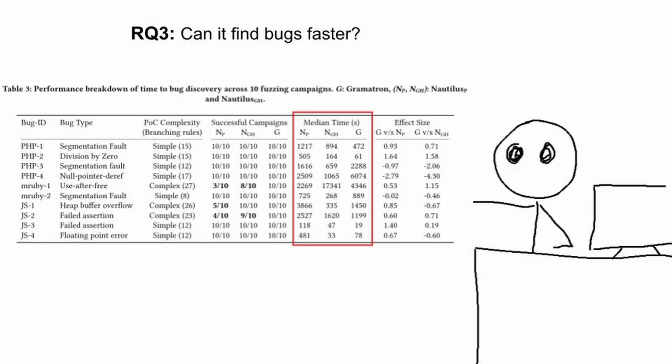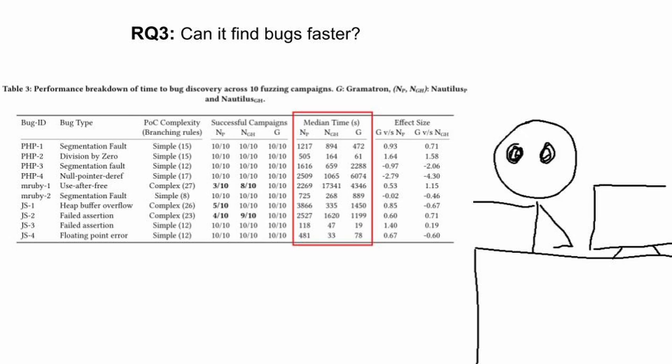However, these successes don't take into account the median time. A lower median time for a fuzzer would mean that it is more efficient, faster, and just better overall at finding bugs. The majority of the time, Gramatron was much faster than Nautilus P and Nautilus GH. However, there are a fair few instances in which Gramatron was not faster.